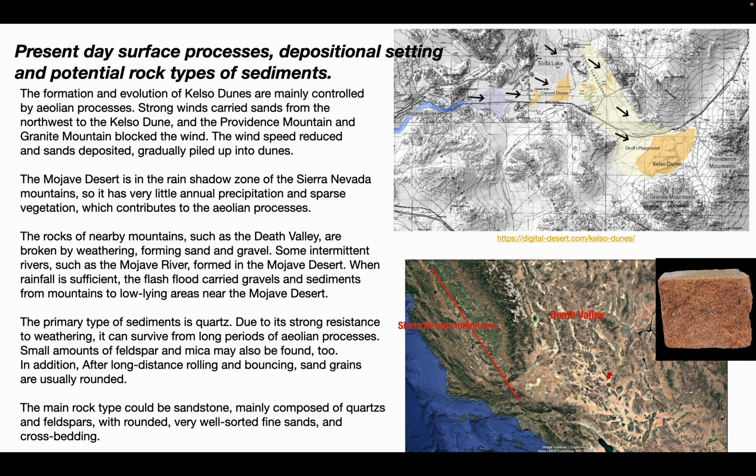The primary type of sediment is quartz due to its strong resistance to weathering. It can survive long periods of aeolian processes. The small amount of feldspar and mica may also be found too. In addition, after long-distance rolling and bouncing, sand grains are usually rounded, so the main rock type could be sandstone, mainly composed of quartz and feldspars, with rounded, very well-sorted fine sand and cross-bedding.